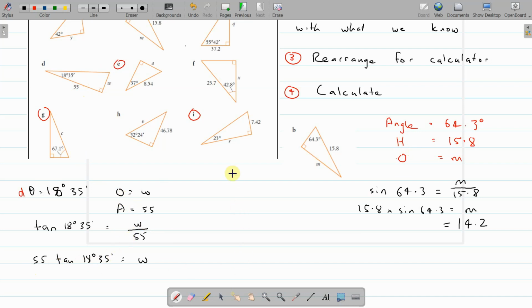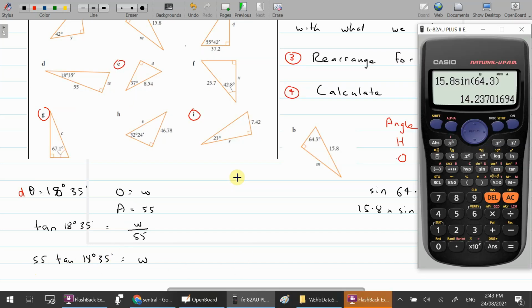Now I'm going to rearrange, so the calculator one, let's have a look. There we go. Let's see if we can put this in. 55, the tan. And we're going to put 18 degrees. I'm going to do it this time because we've got minutes. 18 degrees. I'll just do that again. That's the degree button there. 18 degrees, 35, and you press the degree button again. 18 degrees 35 minutes. I'll just do that again for you.